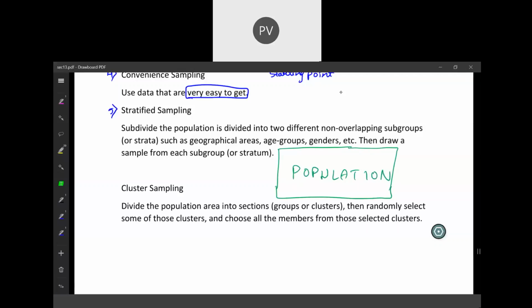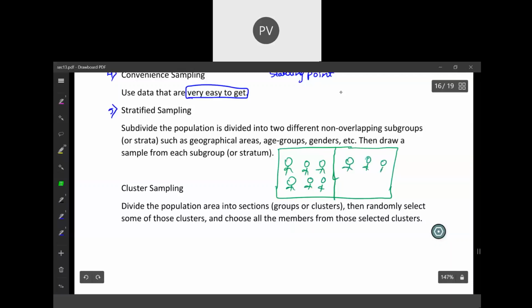Now I will be dividing this complete population into 2 groups, and this is my sample now. The whole population is divided into 2 groups. It can be any numbers. It is not necessary that you have to divide them equally. It can be divided randomly also.